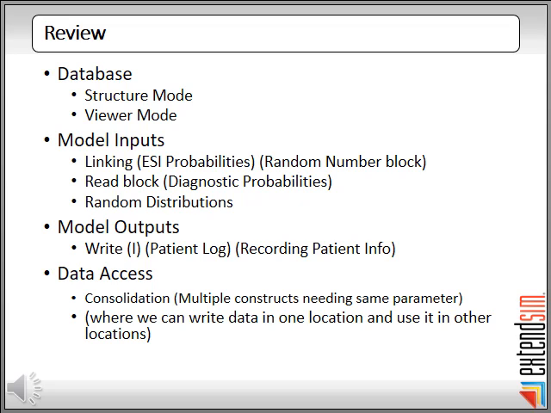Next, we looked at several of the input tables and how we read the data from those input tables. The ESI probabilities table was accessed by linking the table to the random number block. The diagnostic probabilities table was accessed by using the read block to read the data based on the patient's ESI value.